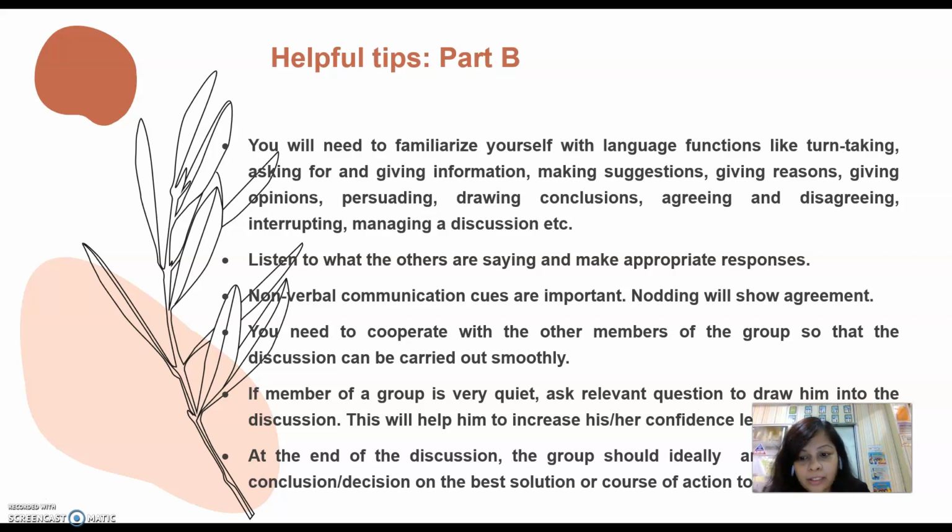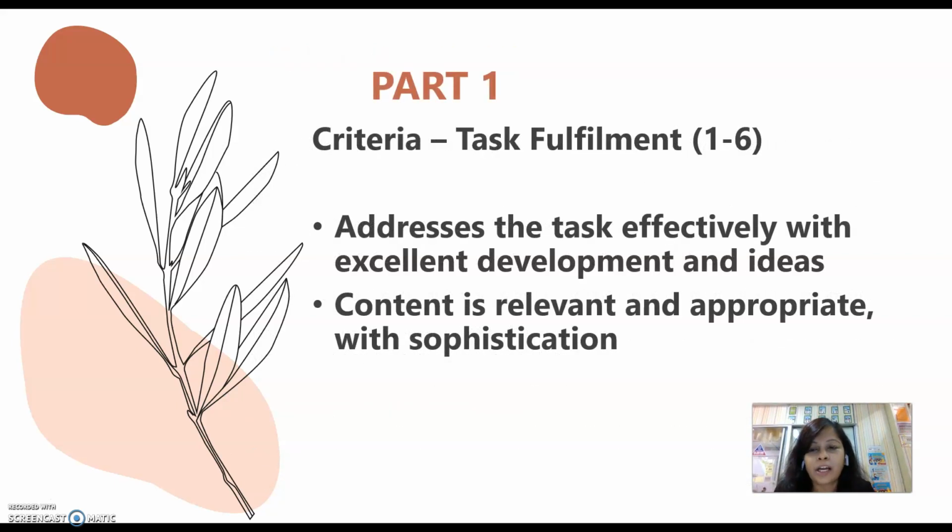At the end of the discussion, like I said just now, try to come to a conclusion or the best solution or course of action to take. Now, what is the assessment criteria? In part two, we are going to talk a little bit more on the assessment criteria.